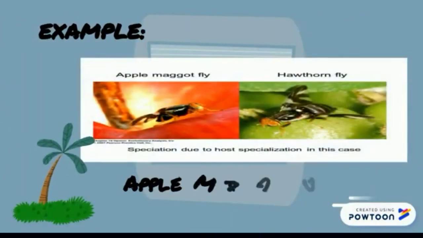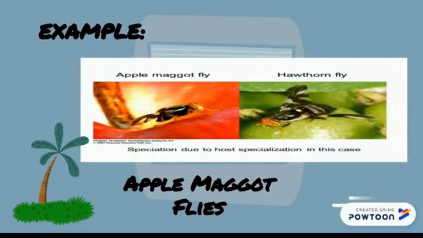The best example of this speciation is the apple maggot flies. Originally, the host of these flies is the hawthorn trees, but when the apple was introduced, it became the new host of the flies, making it two different species.